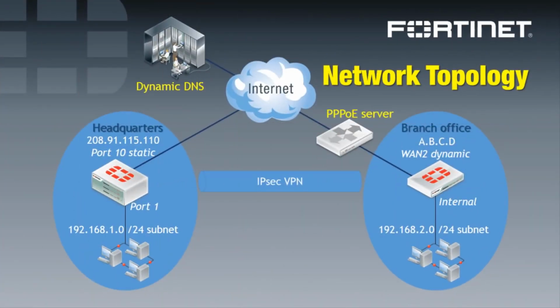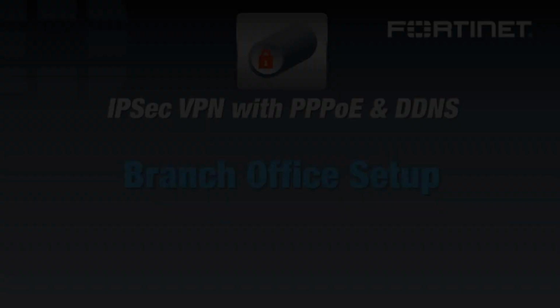In the network topology shown, we want to create a VPN tunnel between 192.168.1.0 and 192.168.2.0 subnets. We'll go over the steps that show how this is done.